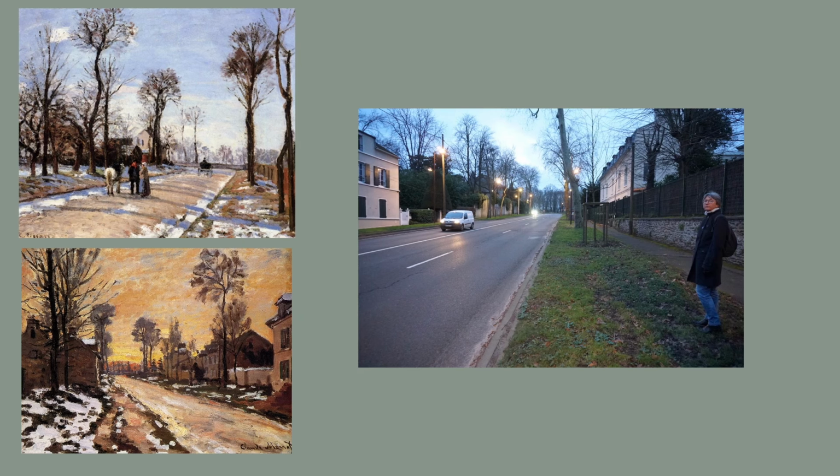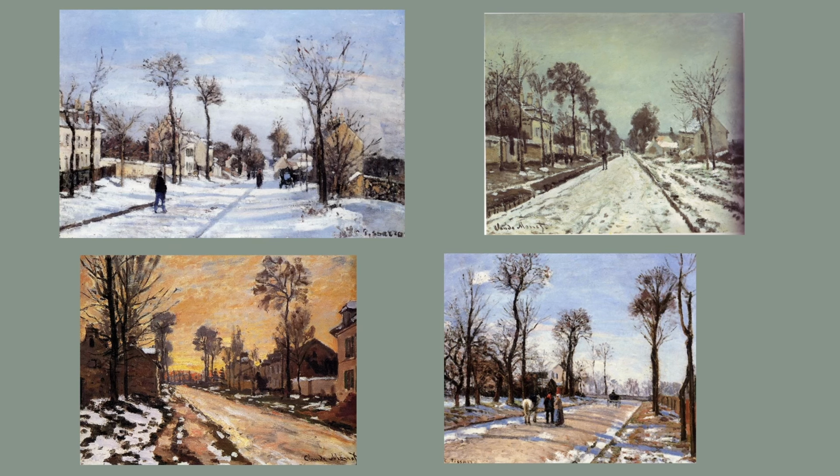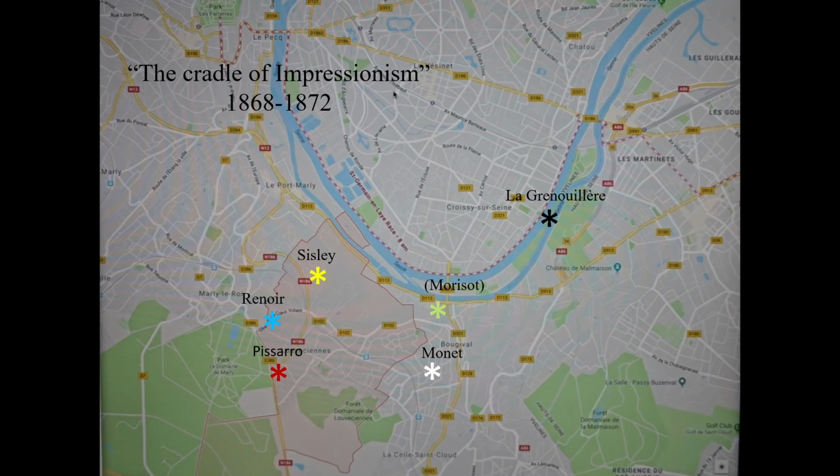And here too, paintings which have been painted from different sides of the road. Then there's another pair looking in opposite directions. One pair painted from the same side of the street. One was painted by Monet, one was painted by Pissarro. As you can see, they're not easy to tell apart. All of them were painted where the red asterisk is, virtually on Pissarro's doorstep.